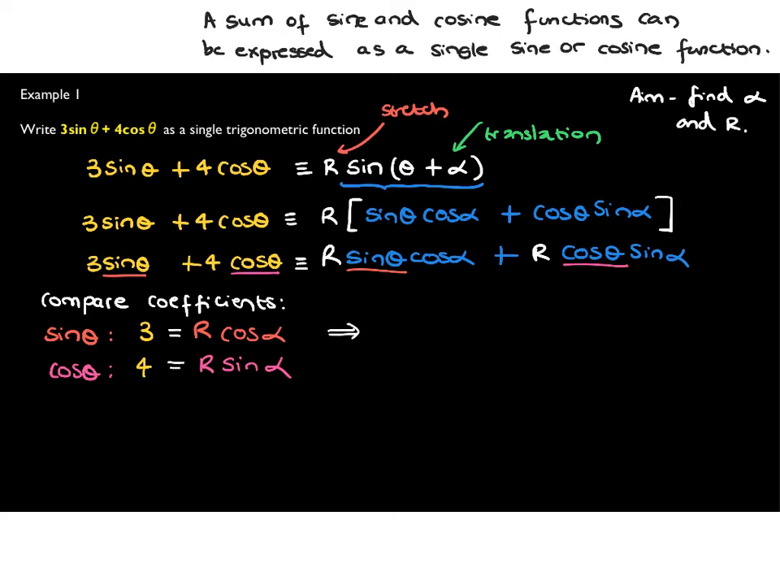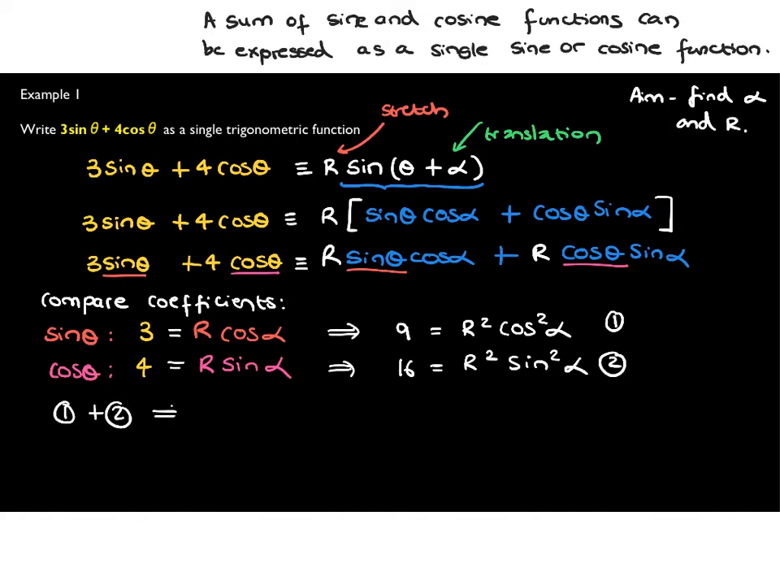I'm going to square both sides. So we have 9 equals r squared cos squared alpha, and 16 equals r squared sine squared alpha. Call these 1 and 2. If we add 1 and 2 together, we get 25 equals r squared cos squared alpha plus r squared sine squared alpha.